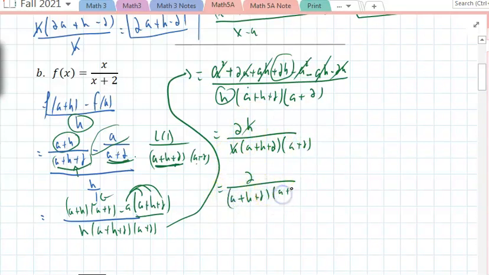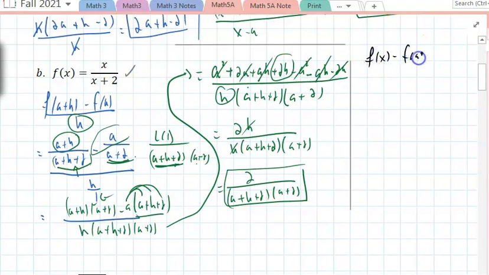And when you get to derivatives, they're going to ask for an alternative form, which is the next form that I'm doing. And if I wanted to take this function and figure out what is f of x minus f of a over x minus a, well, f of x is x over x plus 2. F of a is a over a plus 2 over x minus a. Here the goal is to cancel that denominator.